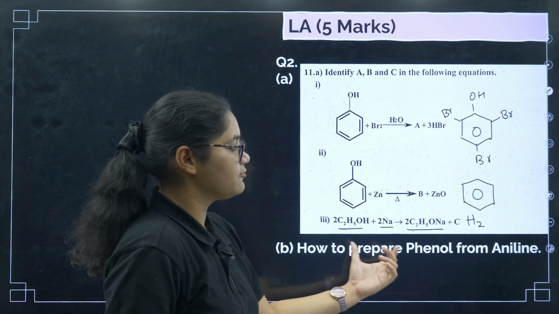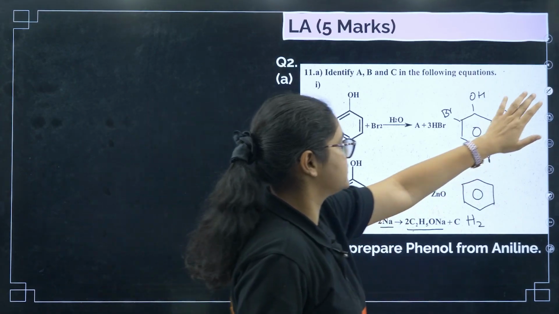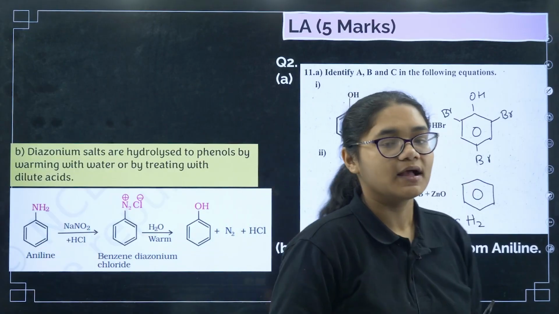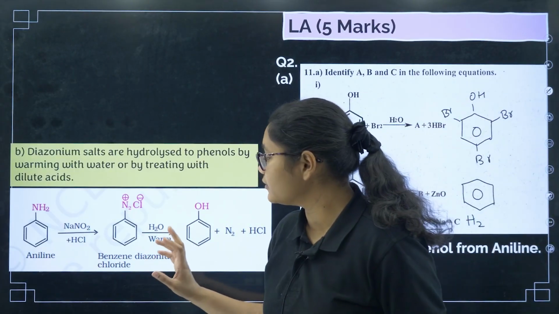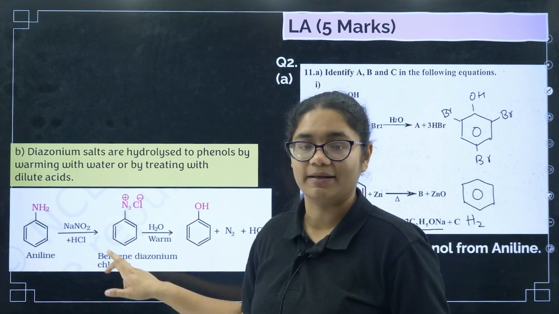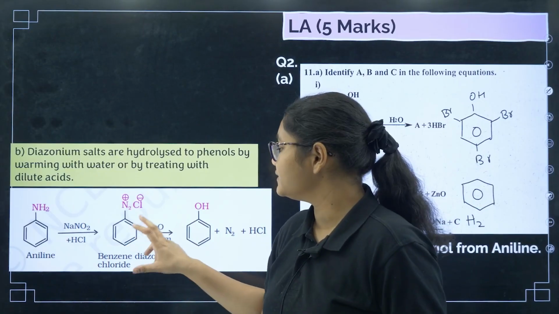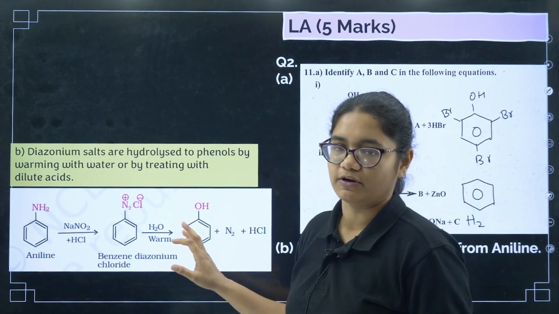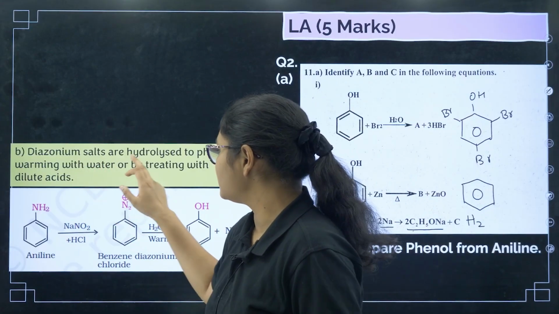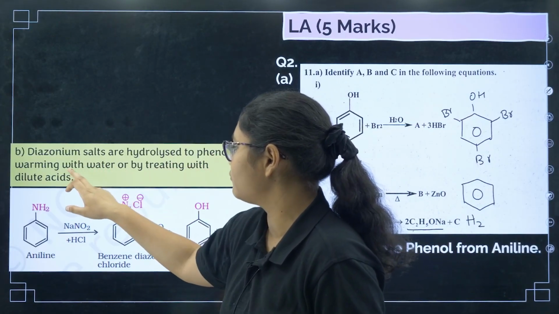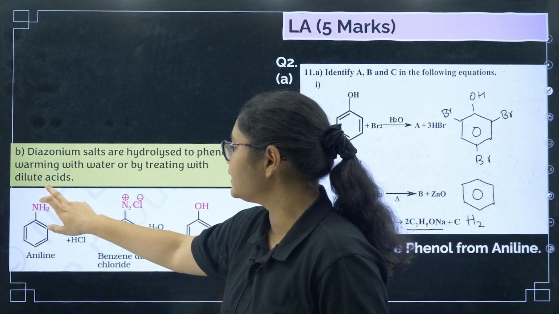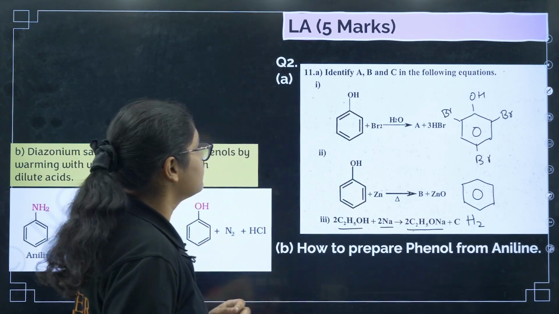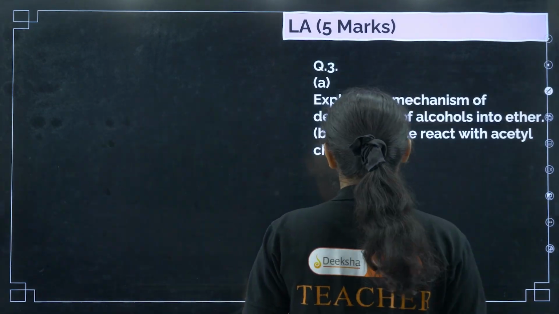Now how to prepare phenol from aniline? Okay, so this is also a very simple one. First aniline is converted to benzene diazonium chloride, then benzene diazonium chloride is reacted with warm water to give you phenol. Okay, so diazonium salts are hydrolyzed to phenols by warming with water or by treating with dilute acids. Okay, now we will move to next question number 3.